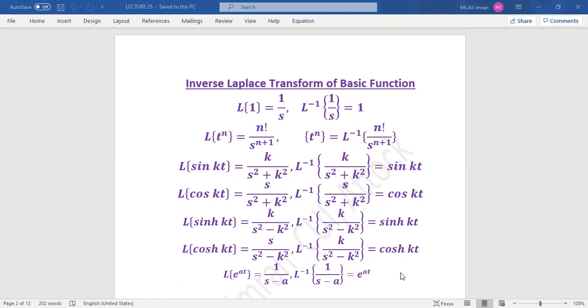These are the basic Laplace transforms along with their inverse Laplace transforms. Keep in mind these transformations. We will solve related questions.